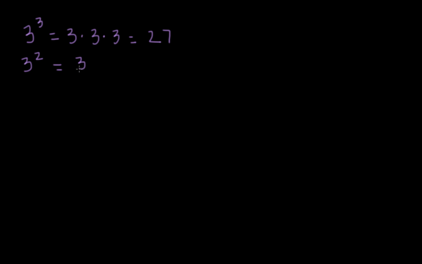3 squared means 3 times 3, which evaluates to 9. 3 to the power of 1. We usually don't write the power of 1. It's implied, but that simply means 3. Notice as we are decreasing the powers and the base is 3, our answer is getting divided by 3.